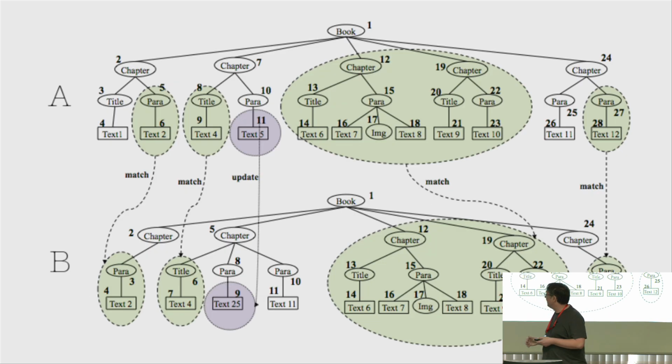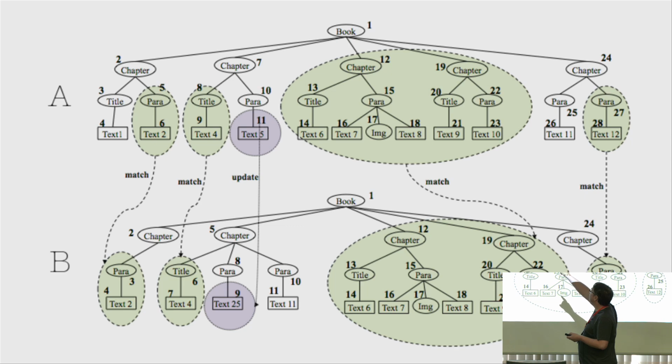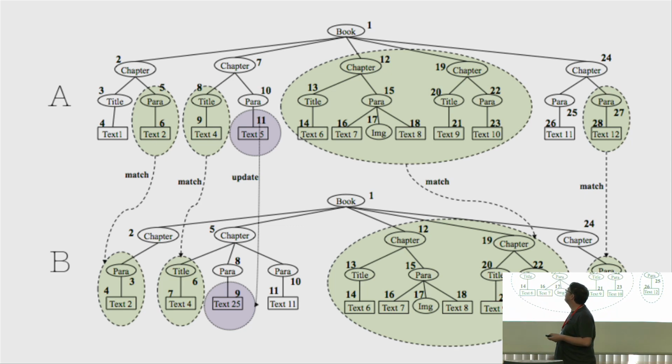And then, again, I stole this. See here that there's text 5, which is the string content of the text node, and then text 25, so a 2 got inserted, and this algorithm then identifies what the update was.